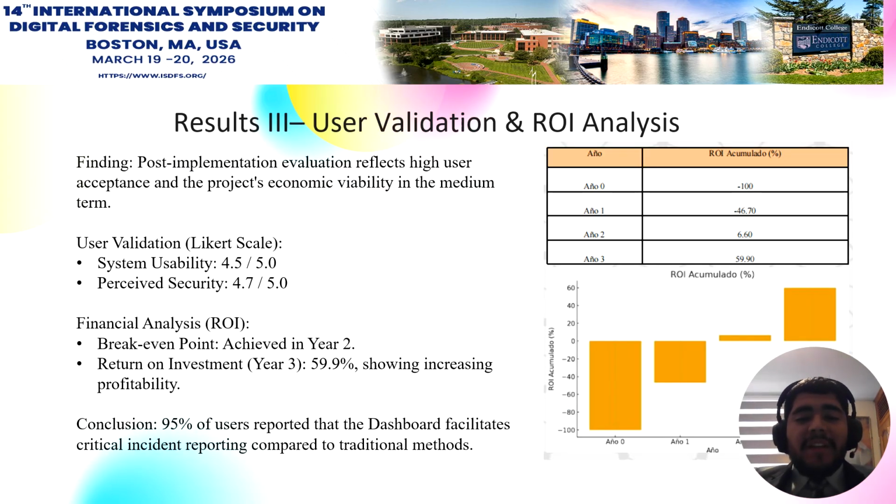Results 3. User validation and ROI. In addition to the technical results, we evaluated user acceptance and financial feasibility. Using a Likert scale evaluation, the system achieved a usability score of 4.5 out of 5 and a perceived security improvement score of 4.7 out of 5.